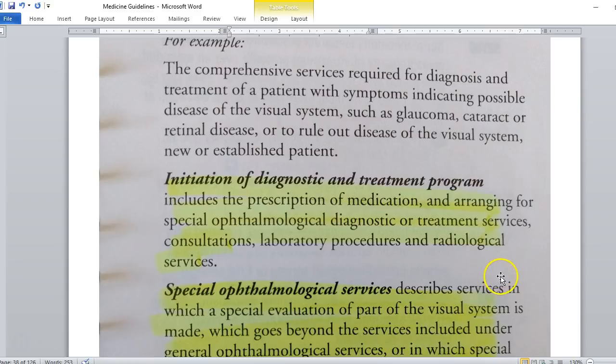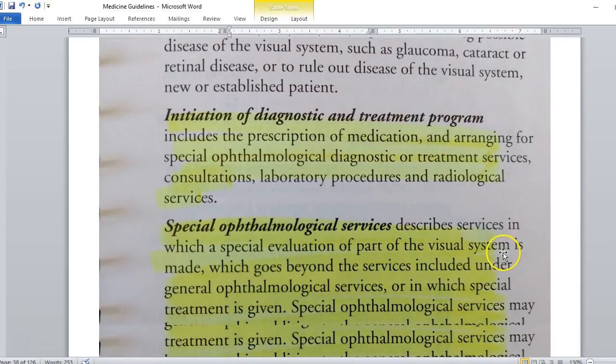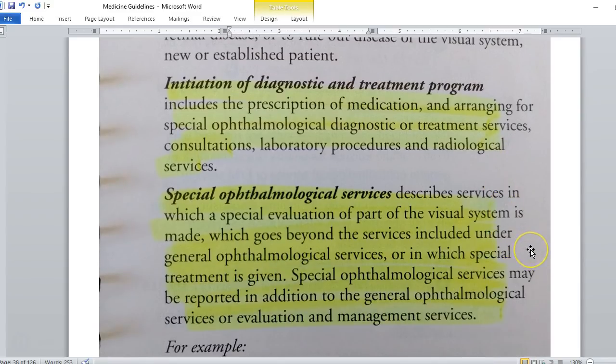So it goes on to remind us that we have other codes that tend to pair with these. So again, the initiation of diagnostic and treatment programs includes the prescription of medication and arranging for special ophthalmological diagnostic or treatment services, consultations, laboratory procedures, and radiological services. So again, those diagnostic and treatment programs can include all of that.